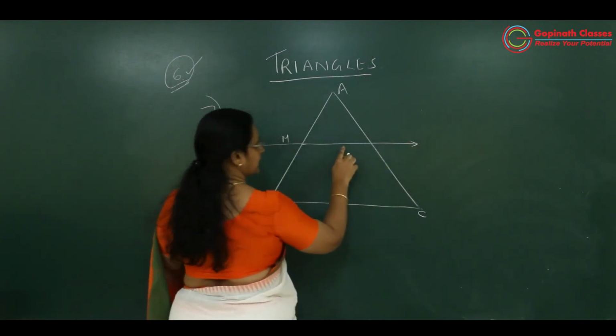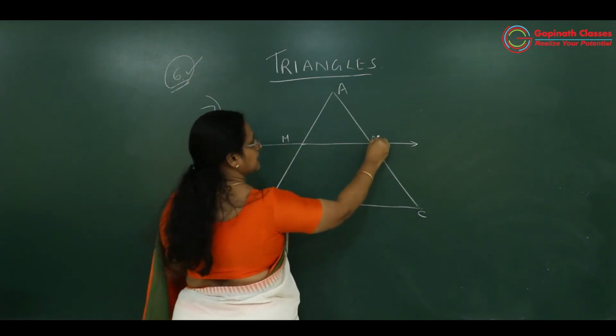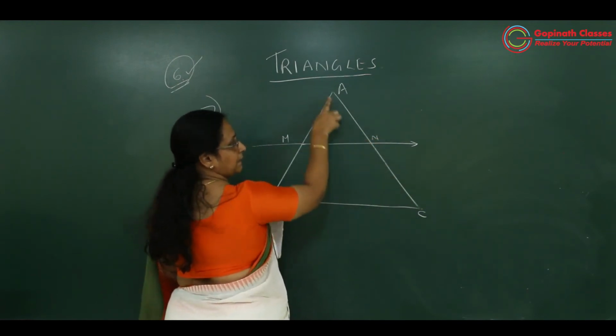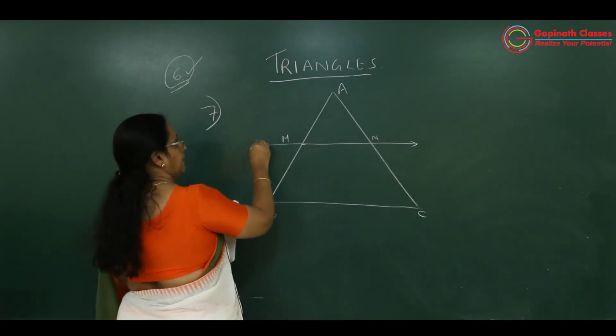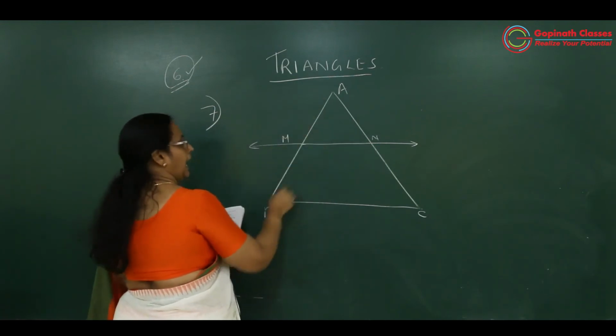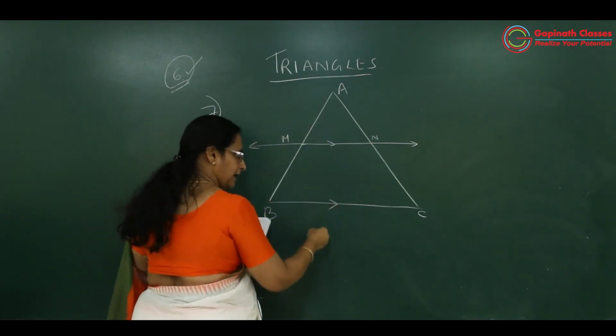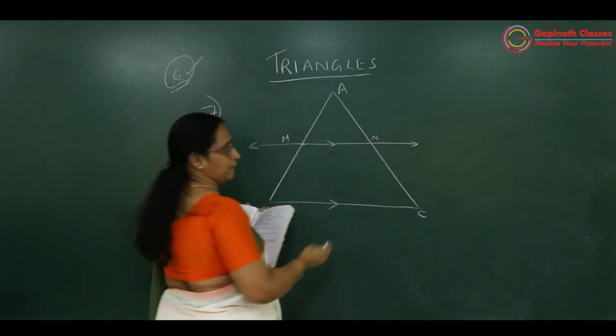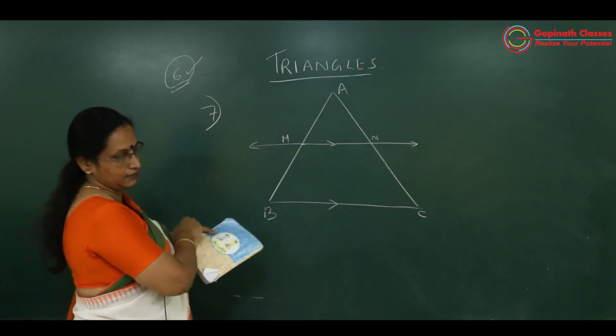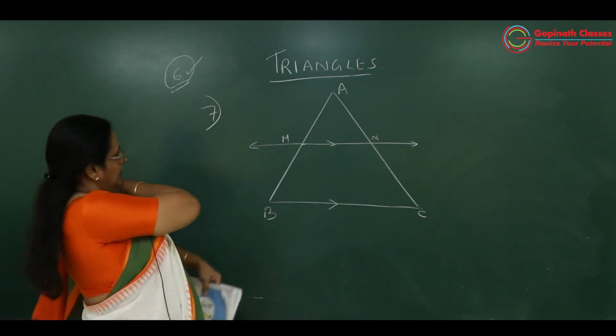We want to prove that it will bisect the third side. Matlab, N is the midpoint of AC. Agar M is the midpoint of AB and if these two are parallel, then N is also the midpoint of AC. So let's write given and prove that in this because it is theoretical.